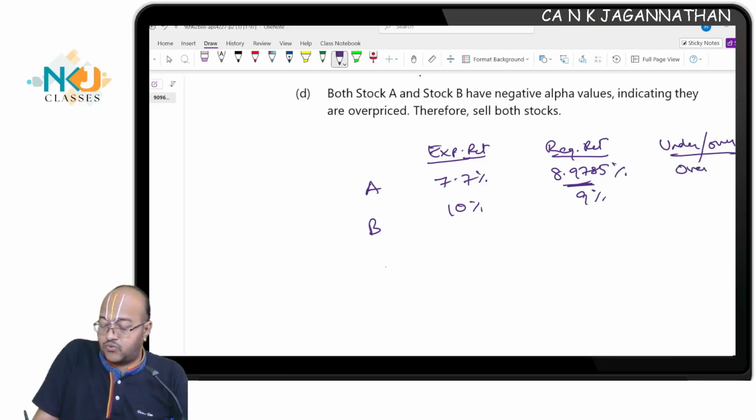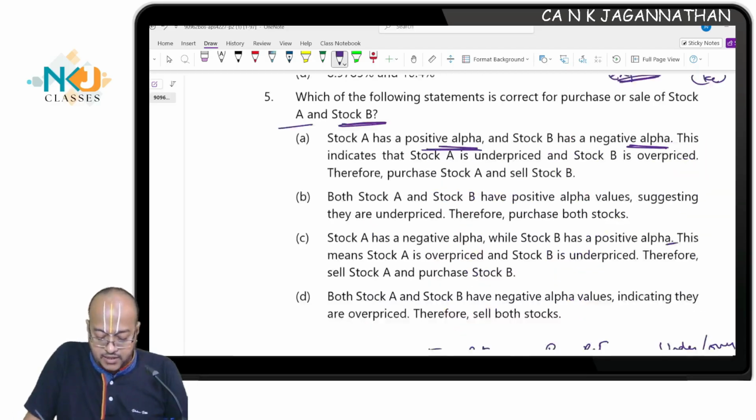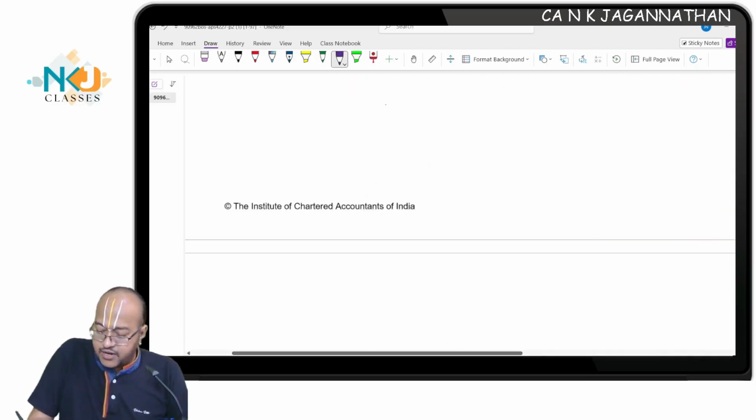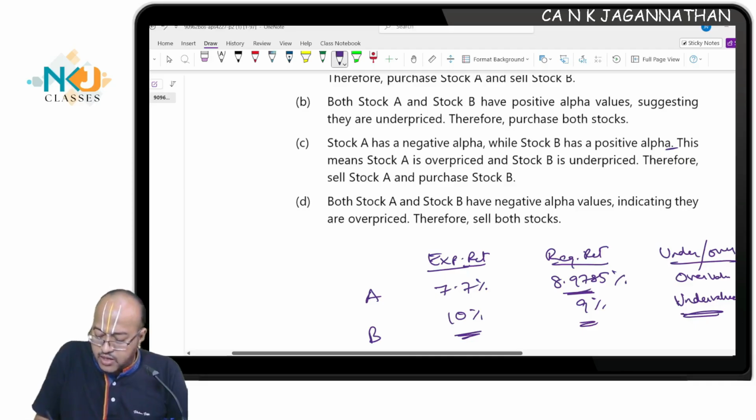Here it is expected return more than required return. Hence, security is undervalued. Like this, you need to segregate. Here, which means undervalued. Now, it is generating expected return more, then the alpha is positive. Here, the alpha is negative.